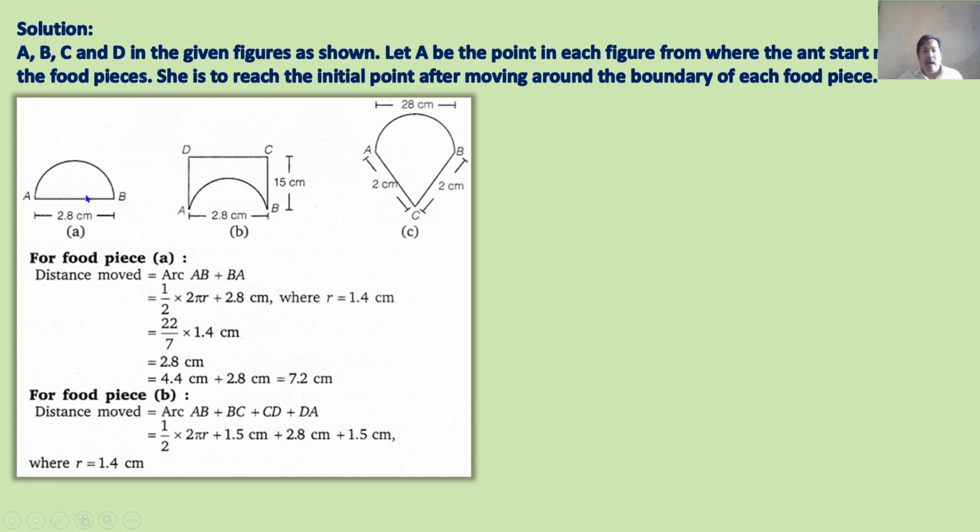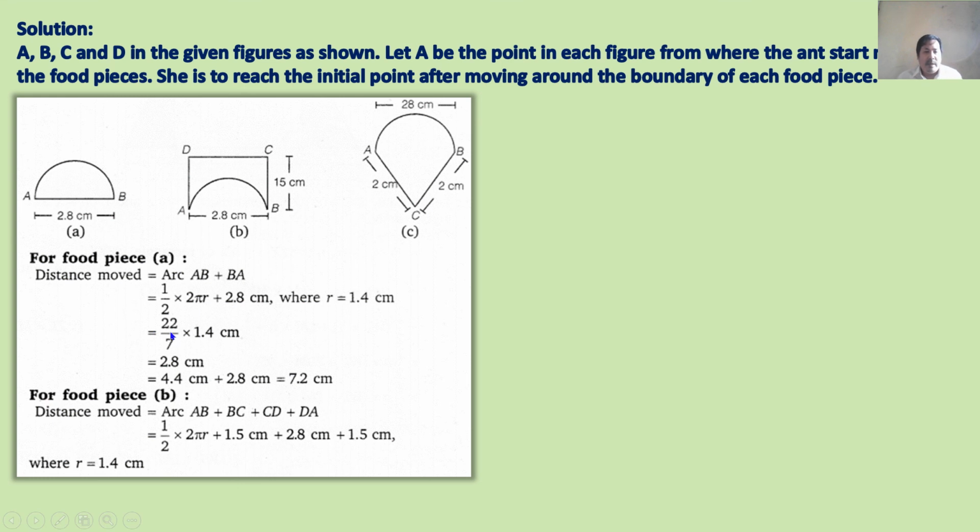Radius will be half of this AB, isn't it? Half of AB will be 1.4 centimeter. Yes, you know. Then here, in the semicircle, the length of AB is half of the circumference of the circle, isn't it? So the half and the two from the circumference will cancel, and you are getting here pi r. So pi r, and 22 by 7 into 1.4 here, isn't it? Yes, 1.4 is the radius. Got it.